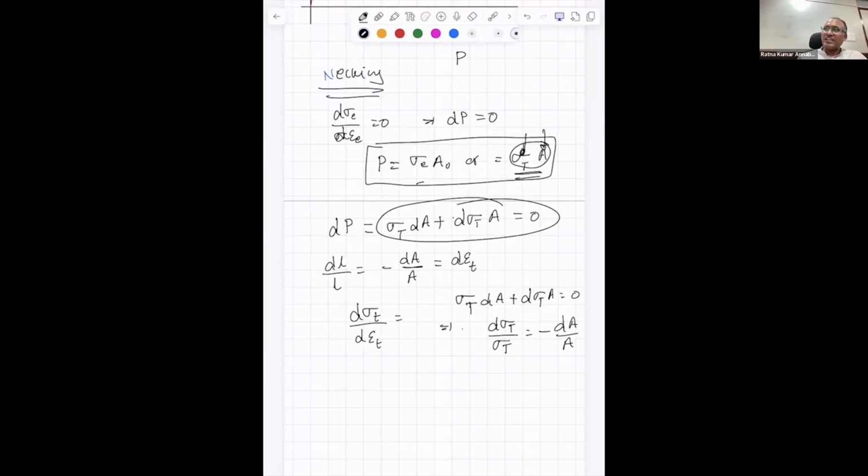Is that clear? dσT/σT is equal to minus dA/A. All right? So minus dA/A is nothing but dεT. So that implies dσT/dεT is equal to σT. That is at the onset of necking. Can you see that?